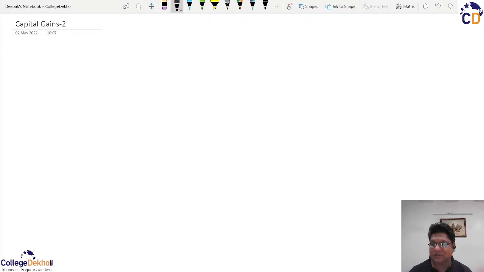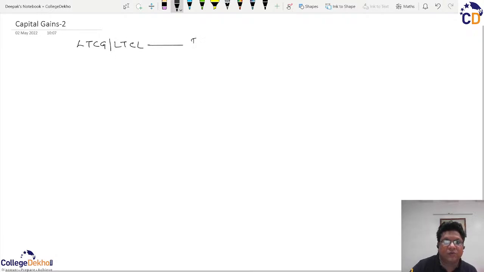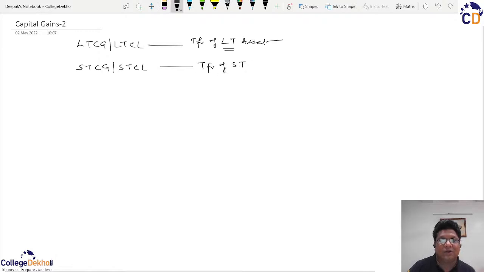We will continue our chapter, capital gains of income tax. In this second part of capital gains calculation, we will focus on the calculation of long-term capital gains or long-term capital loss, which is accruing due to the transfer of any long-term asset. As discussed earlier, any asset whose period of ownership is more than 24 months will become a long-term asset, and if that is not the case, then it will be a short-term asset, and any profit or loss on its transfer will be short-term capital gain or short-term capital loss.